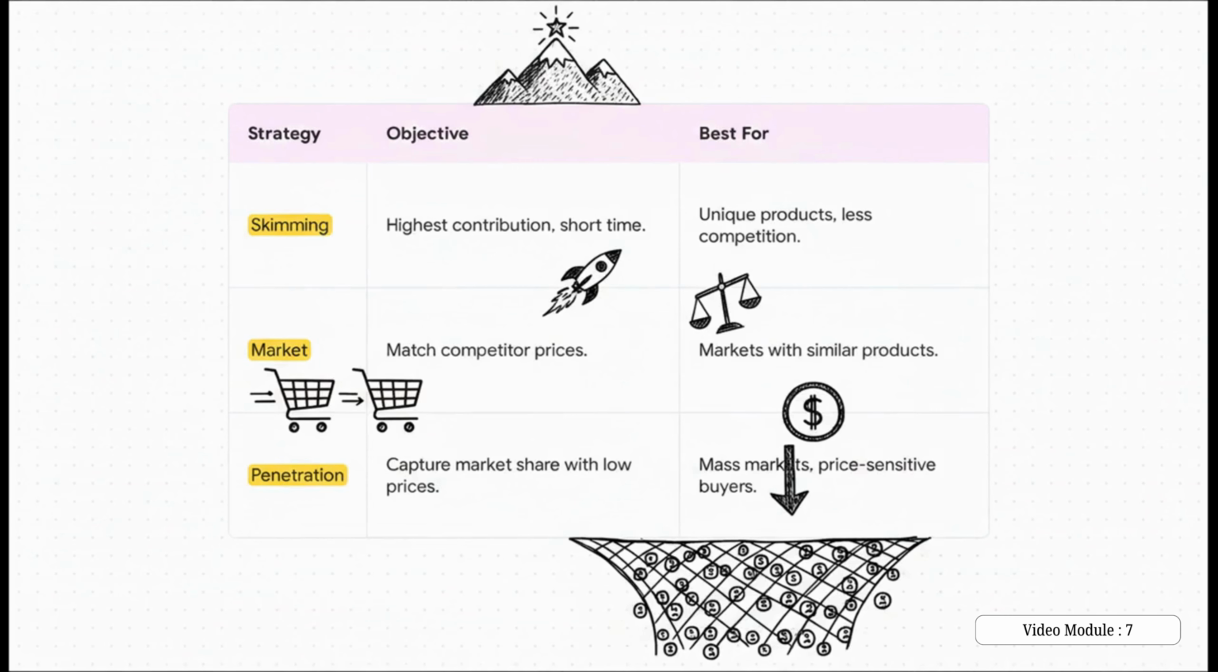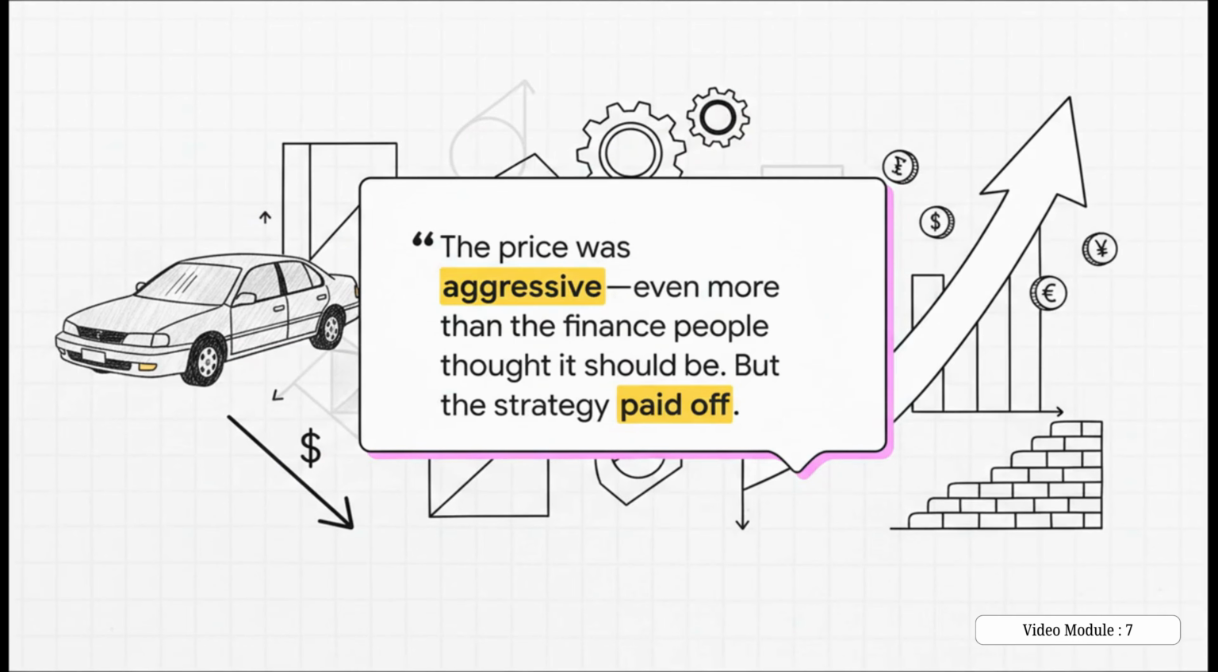All of that analysis usually leads a company to one of three main strategies. There's skimming, where you start with a high price for a new, unique product. There's market pricing, which is basically just matching what your competitors are doing. And then there's penetration pricing, where you come in with a low price to grab a big piece of the market fast.